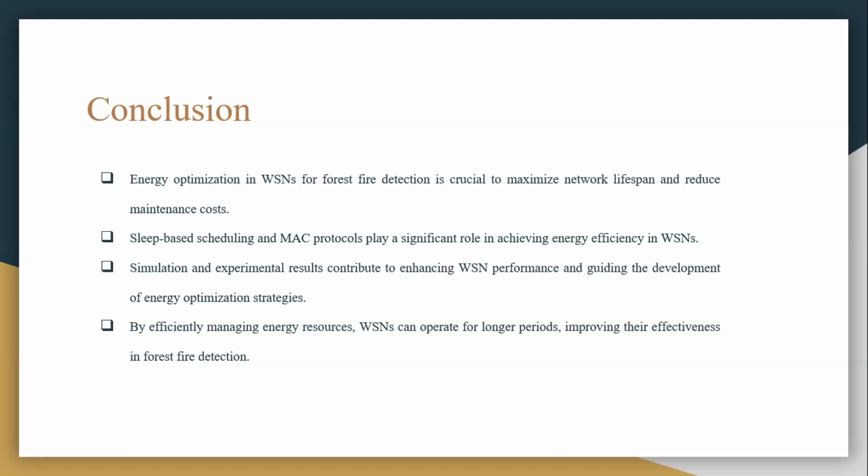Future work can explore several areas to enhance the effectiveness of the research. Real-world deployment validation would provide valuable insights into the system's performance and reliability in practical forest fire monitoring scenarios. The development of adaptive duty cycle optimizing algorithms could dynamically adjust energy consumption based on real-time network conditions, further improving energy efficiency and network performance.